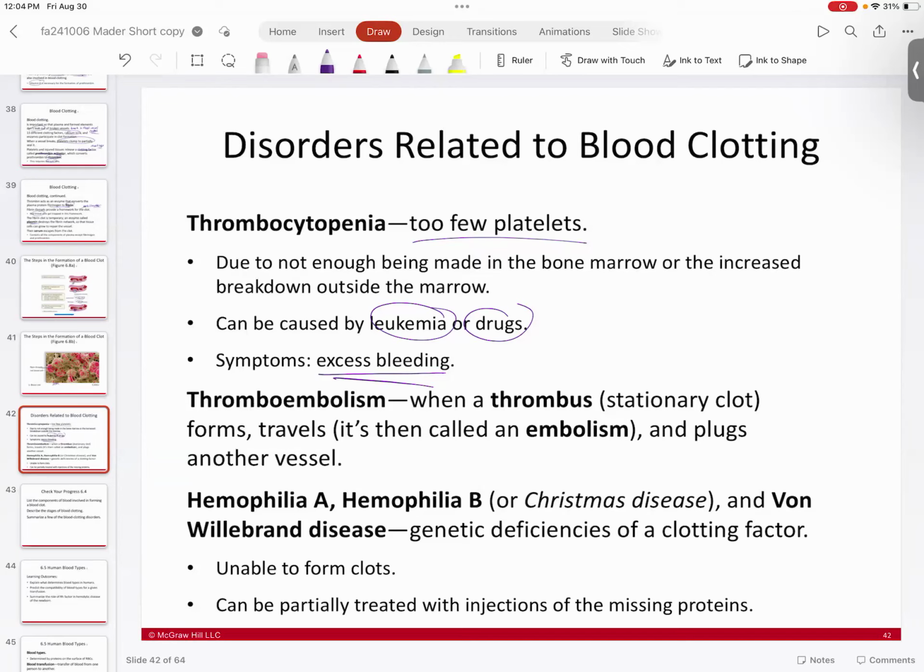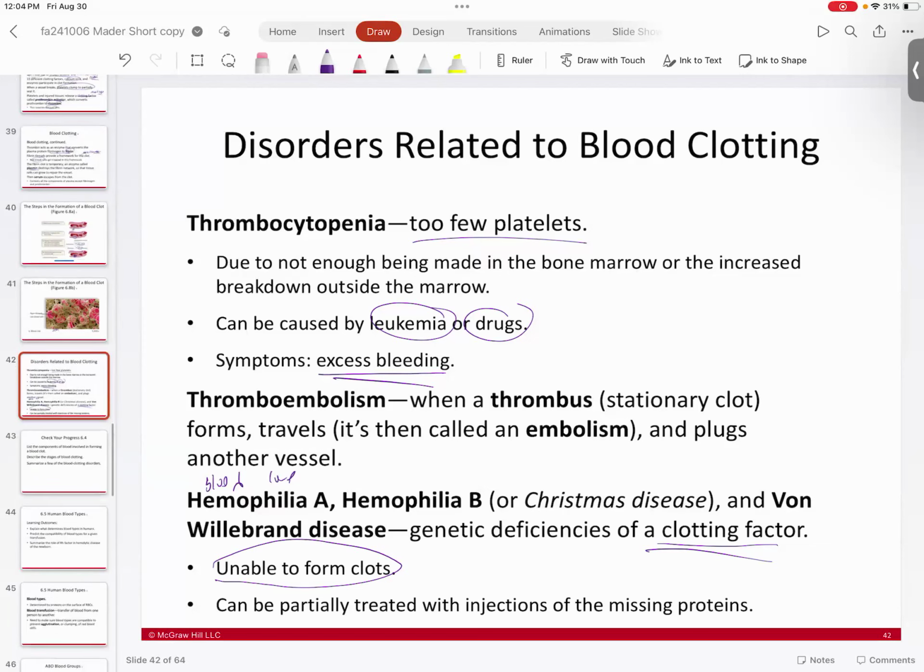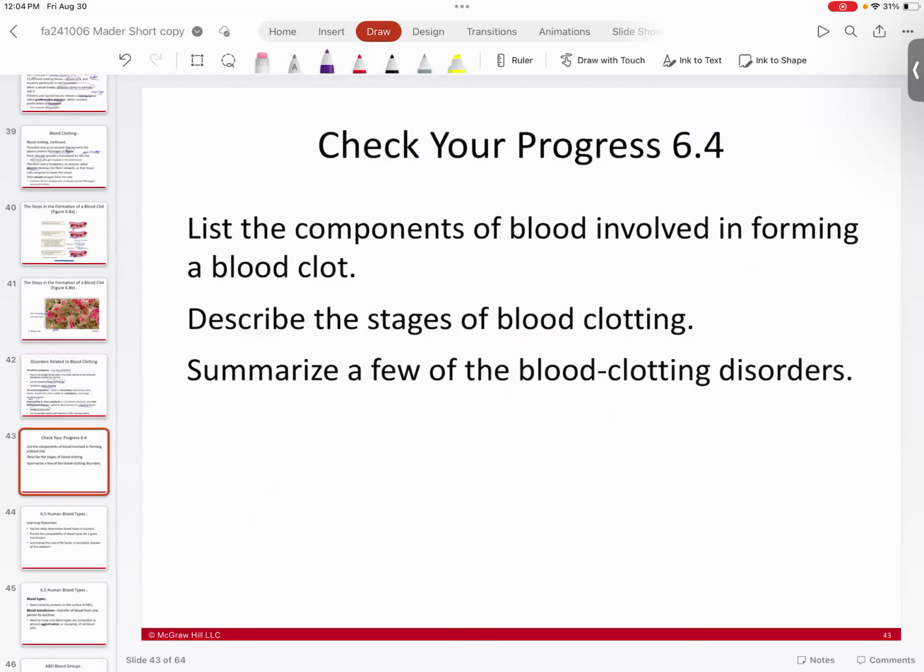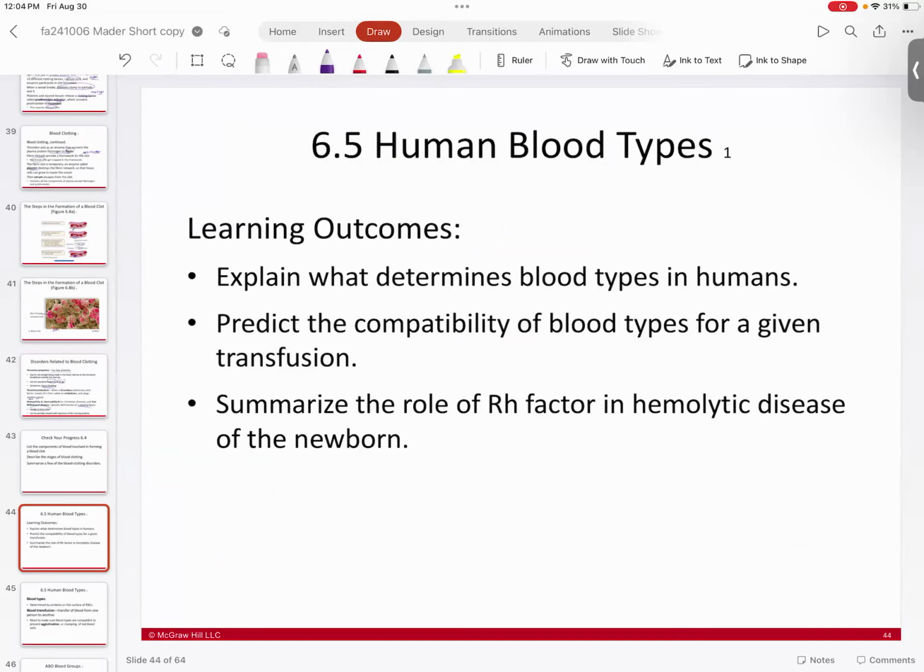Hemophilia means blood lover. So hemo is blood, philia is love, blood lover. So hemophilia A and B, these are issues associated with clotting because you've lost a clotting factor. So you have hemophilia A and B, the von Willebrand disease. Basically, because you lost a clotting factor, you're losing a key player in the ability to form a clot, which allows you to not form a clot. And then essentially you can bleed to death from very minor sorts of things. That's the danger of hemophilia.